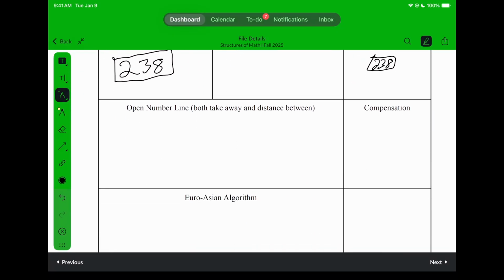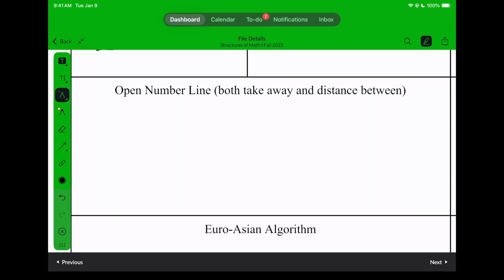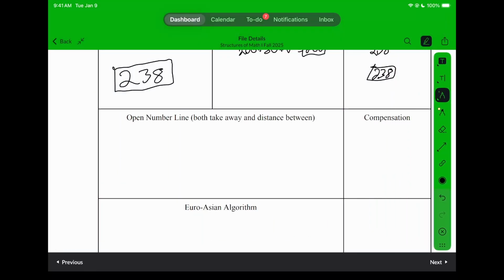Okay. Now we have the open number line. But there's 2 open number lines. There's takeaway and there's distance between. Depending on the number, depending on the problem, one is going to be better than the other. But for the purposes of this, I'm gonna show you both. So let me just throw that over there.